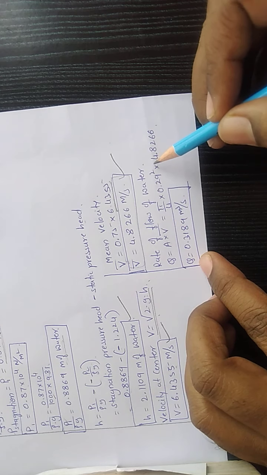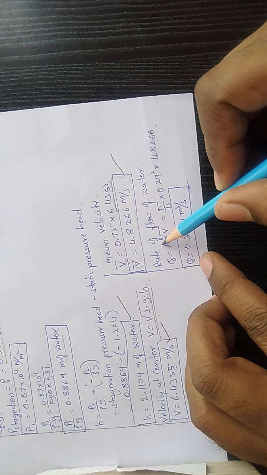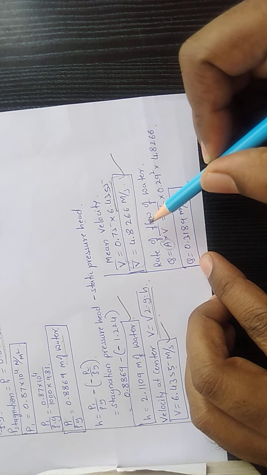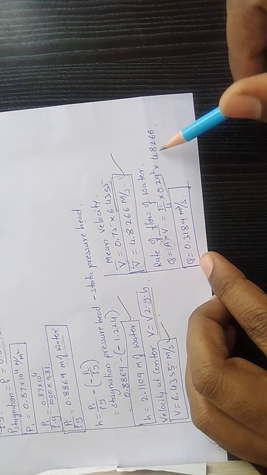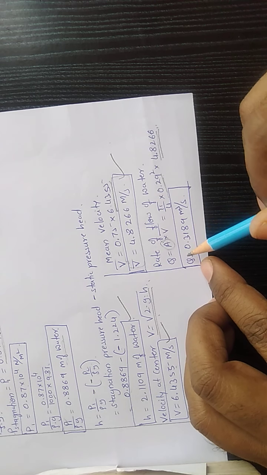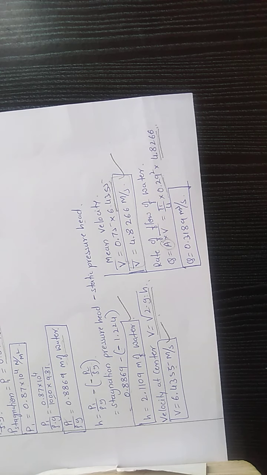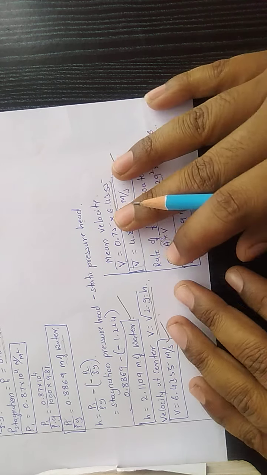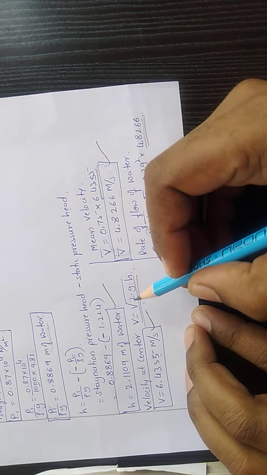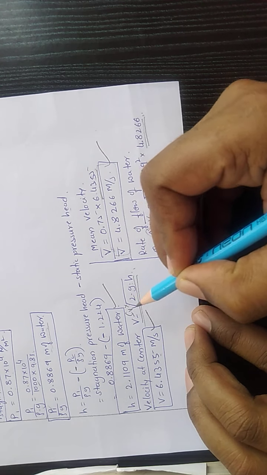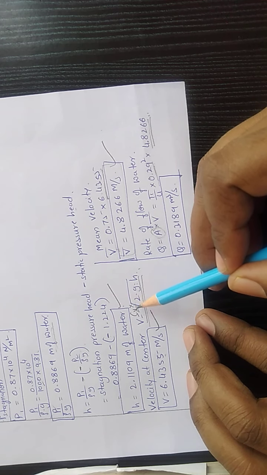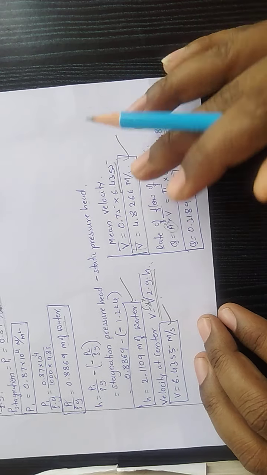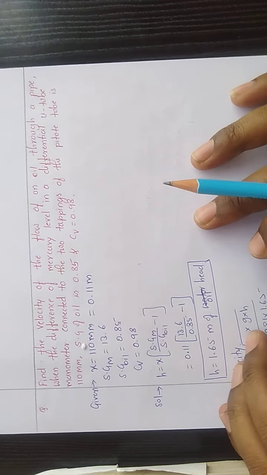Q is equal to A into V, area times velocity. Because the diameter of the pipe is given, we can calculate the cross section area. Into velocity, we get the discharge as 0.3189 meter cube per second. Here I forgot to multiply Cv, I have not written it here. So we need to calculate the actual velocity, Cv into square root of 2gh. So let's go to the next example.